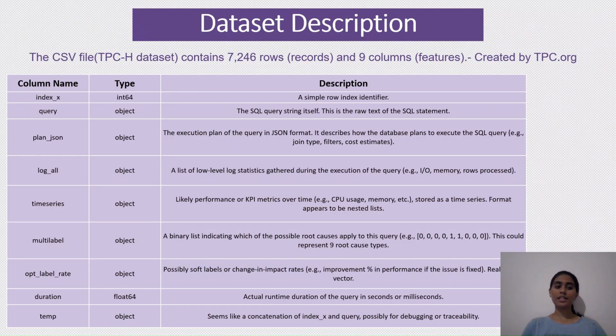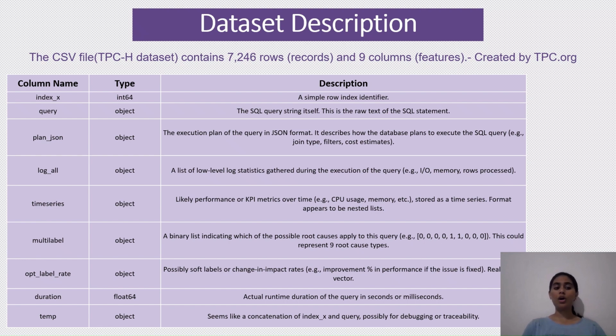Coming to the dataset description, we're using the TPC-H dataset, which was developed by tpc.org. Here, we have 9 features. The first one is index X, which is a simple row index identifier, then query, which is the actual SQL query, and plan JSON, which is the execution plan of the query in JSON format. It basically describes how the database plans to execute the SQL query.